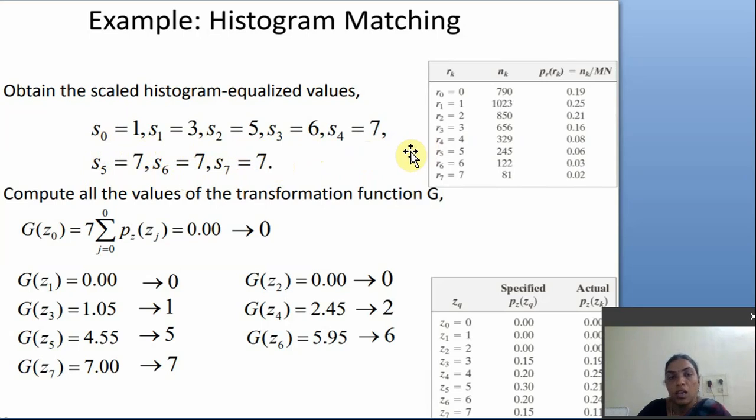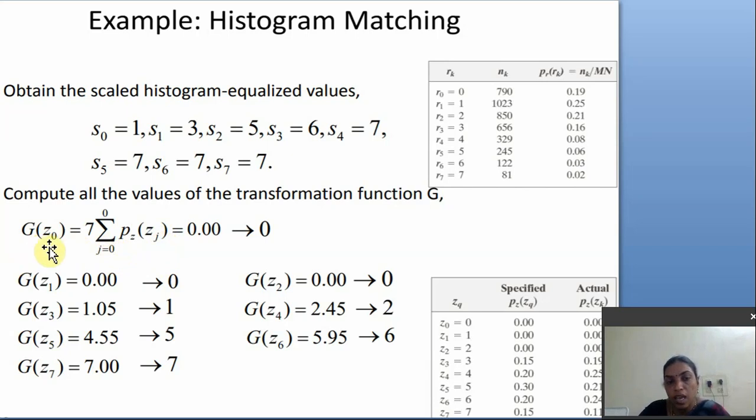Now, based on the specified histogram values, consider this one and find out the G of zq values based on the same formula: L minus 1 times the summation of Pz of zq, where q is replaced here by j. So j is 0 to k, and it's Pz of zj.